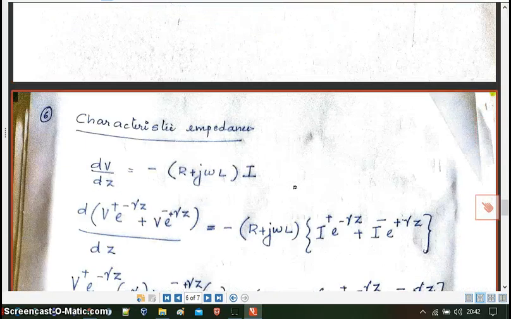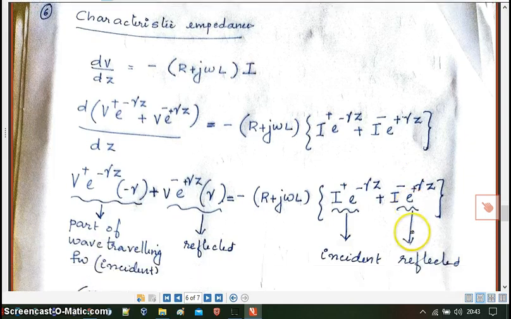Now coming to characteristic impedance, that is another important parameter of a transmission line. We will start with the expression dV by dZ is equal to minus (R plus j omega L) into I. Now you know the solution for V is V plus exponential minus gamma Z plus V minus exponential plus gamma Z, that is substituted here, divided by dZ. That is equal to minus (R plus j omega L) into the solution for I, which is I plus exponential minus gamma Z plus I minus exponential plus gamma Z. Then I am differentiating the first term and second term. Finally, I will get: V plus exponential minus gamma Z into minus gamma plus V minus exponential plus gamma Z into gamma, that is equal to this term.